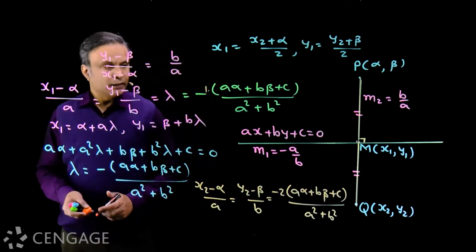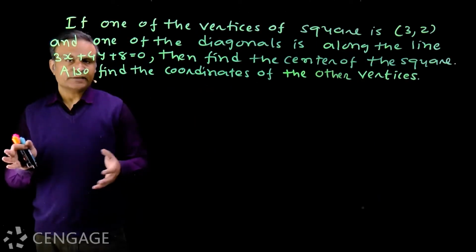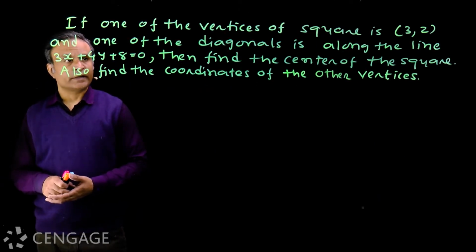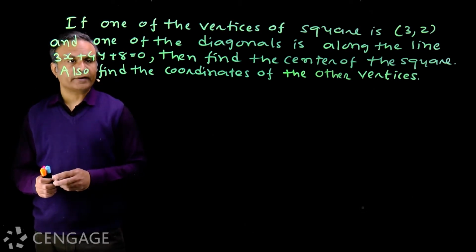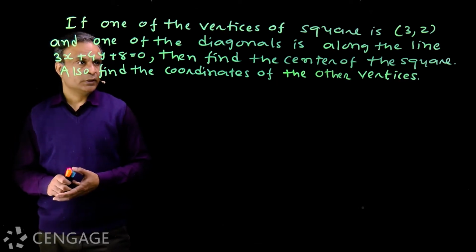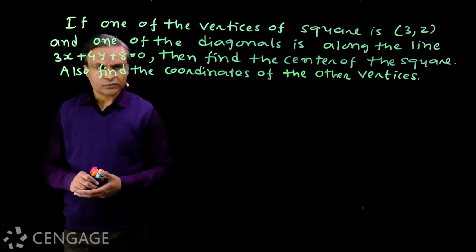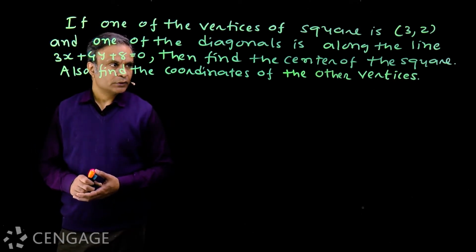Okay, now let's see some applications of these formulas. Let's start this question. If one of the vertices of a square is (3, 2) and one of the diagonals is along the line 3x + 4y + 8 = 0, then find the coordinates of the center of the square and also find the coordinates of the other vertices.